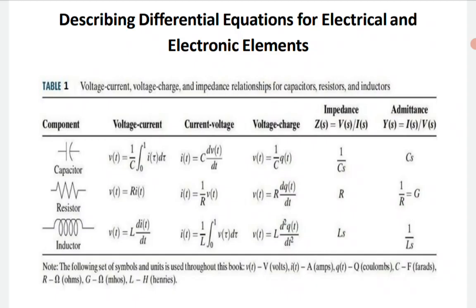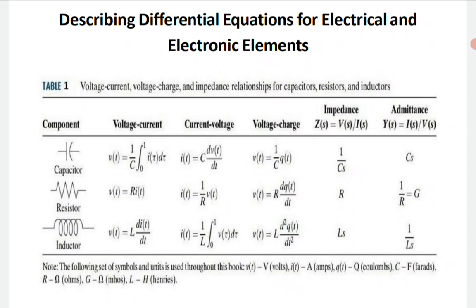Now for the resistor, voltage current relationship is V of t is equal to R into I of t, all of you know from Ohm's law, and current voltage relationship will be I of t is equal to 1 by R V of t. Voltage charge will be V of t is equal to R dq by dt, and impedance is R, admittance is the reciprocal of the resistance, that is conductance G. For the inductor, voltage current relationship is V of t is equal to L into di of t by dt.